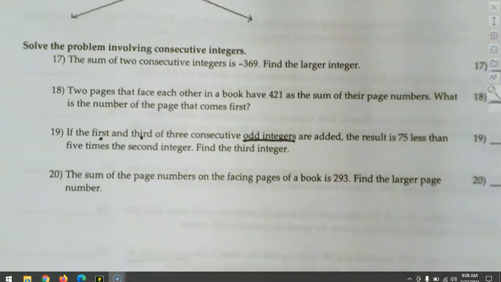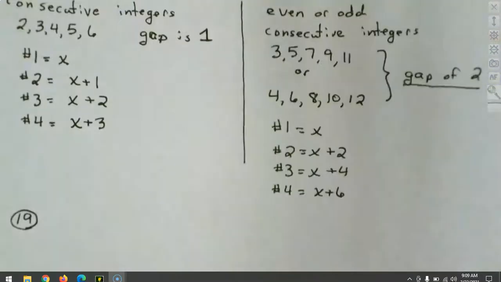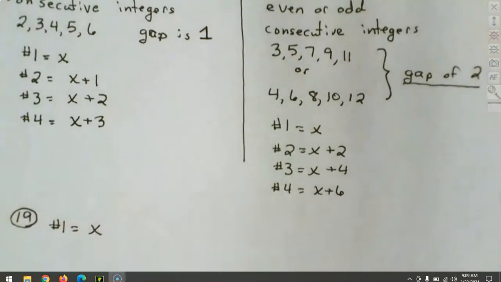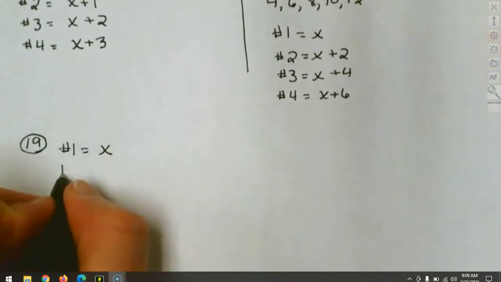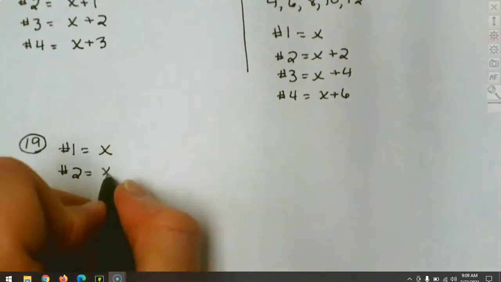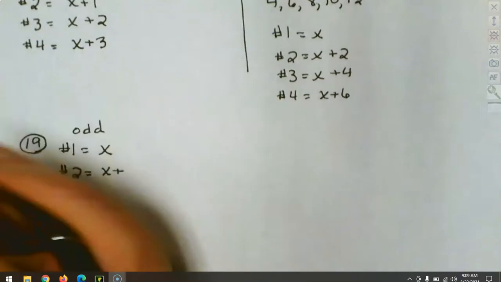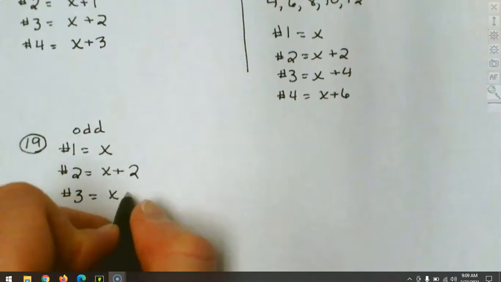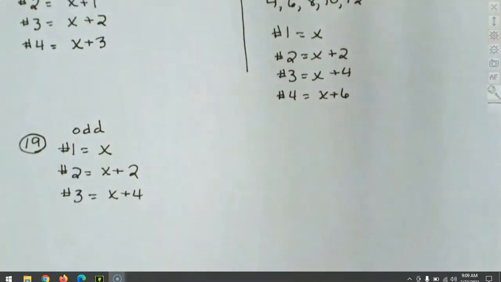What type of integers are these? Odd. So what's my gap going to be? 2. How many of them do we need? 3. So let's start with that. So our first one, no matter what, we call that x. Our second one, since these are odd, that's going to be x plus 2. And our third one is going to be x plus 4. So we've got our 3 consecutive odd integers.